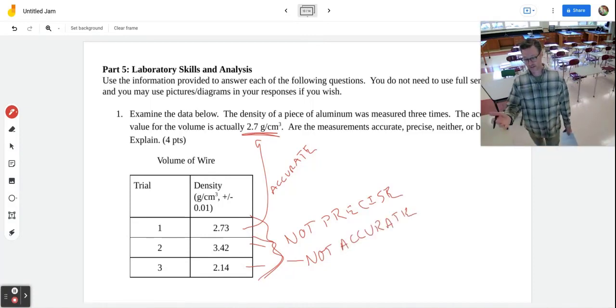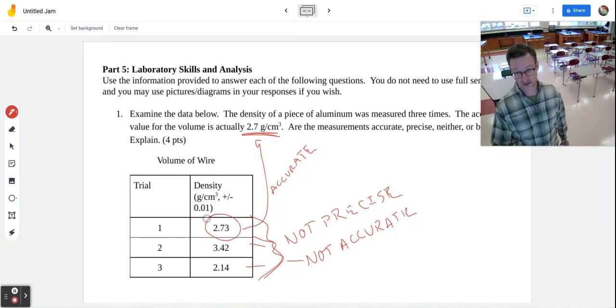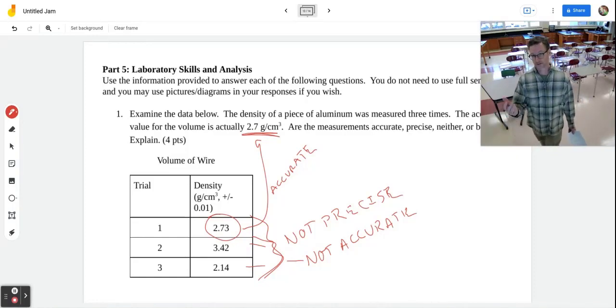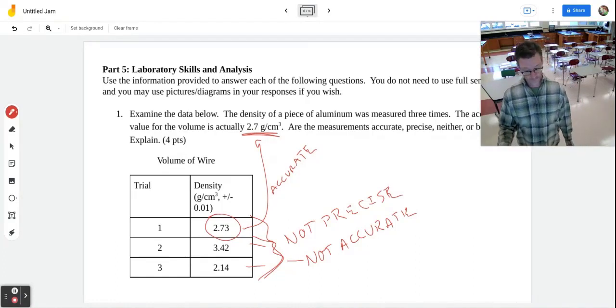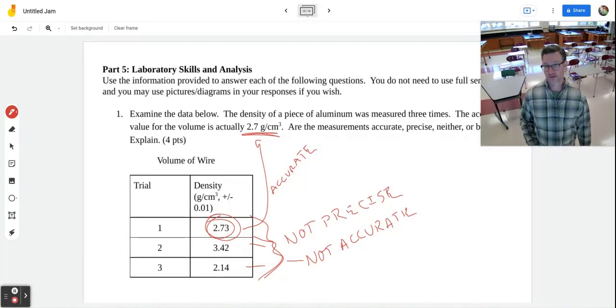The first one's accurate, but since all three of them are different, it suggests to me that you kind of got lucky with that, because you did it three times and got different answers each time. So you were probably making some mistakes along the way, and it just happened that the mistakes you made on this one worked out so that you ended up close to the right answer. So that's not really the way you want to be. You want to be close to the answer and get the same one every time. That tells me that you repeated the process successfully, and you did all the measurements and calculations correctly.